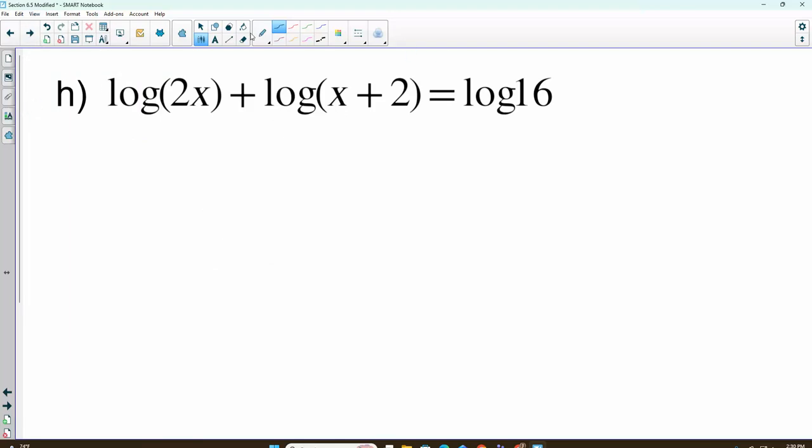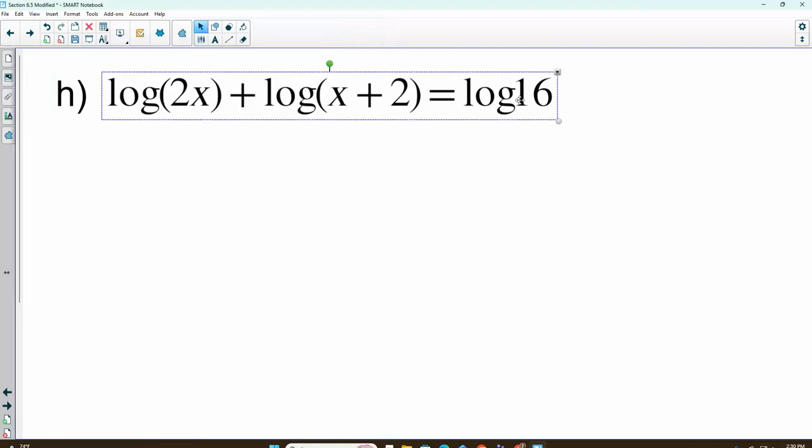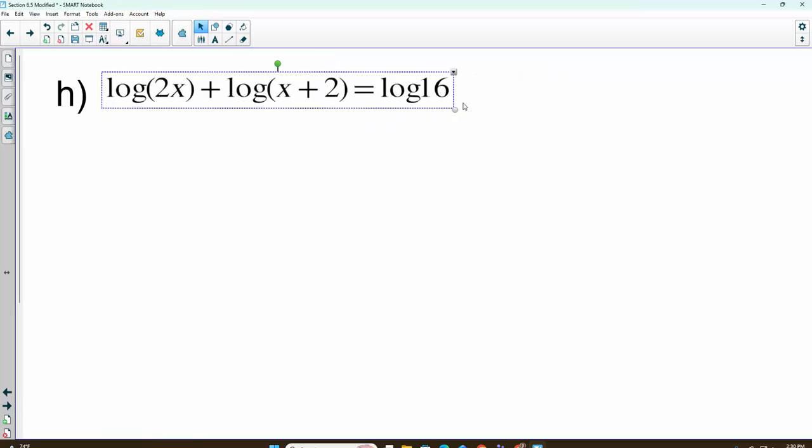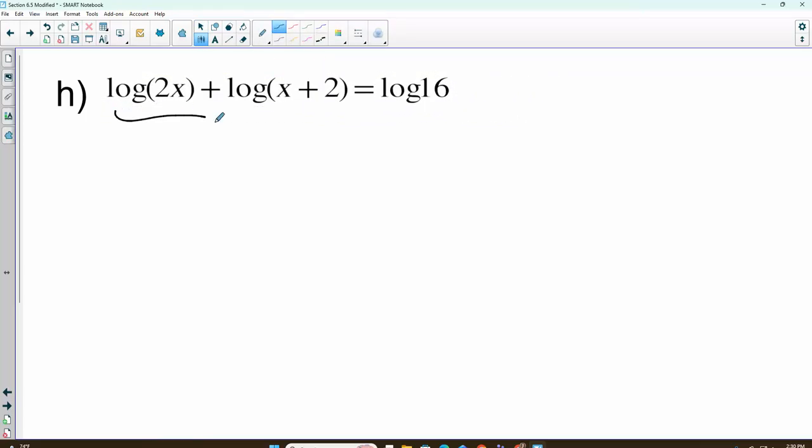This one, again, everything has a log, but I have these 2 logs added, so how do I combine them?